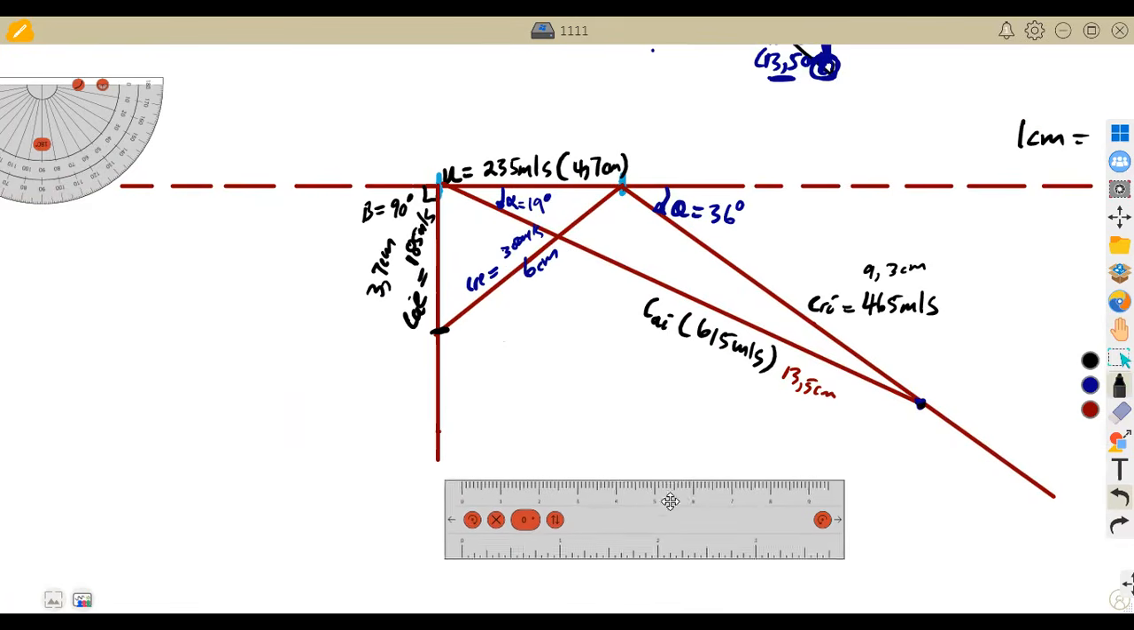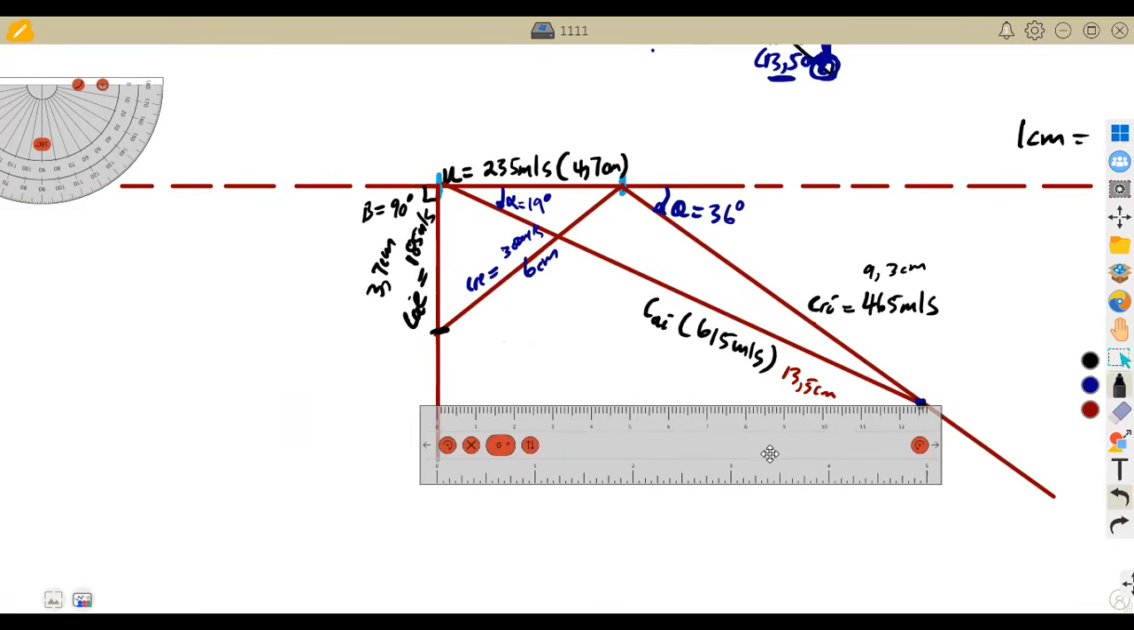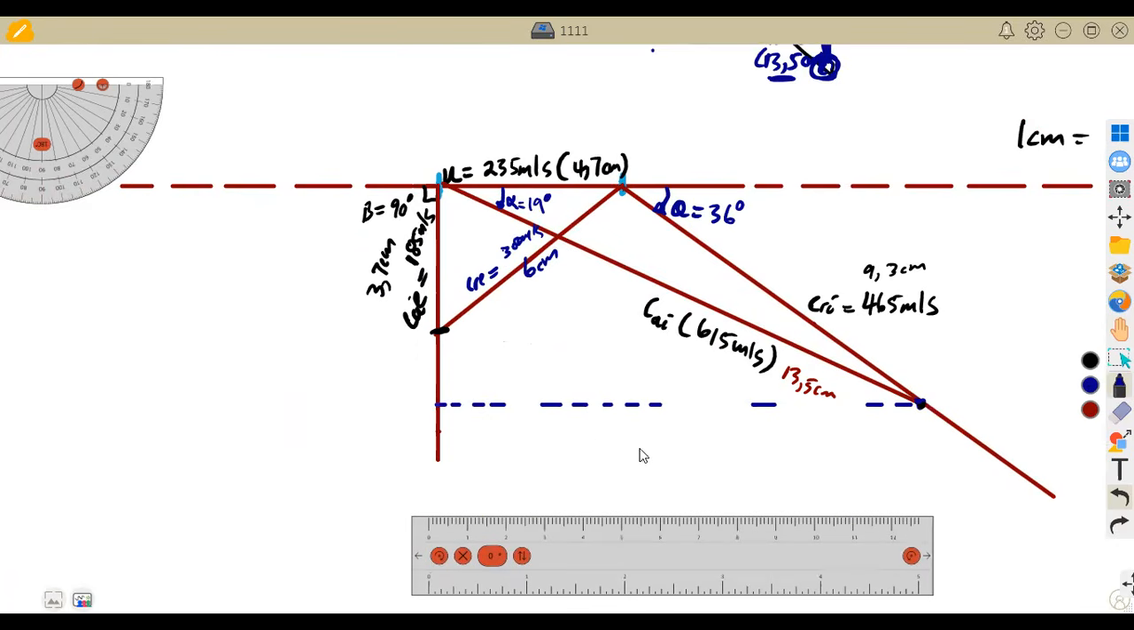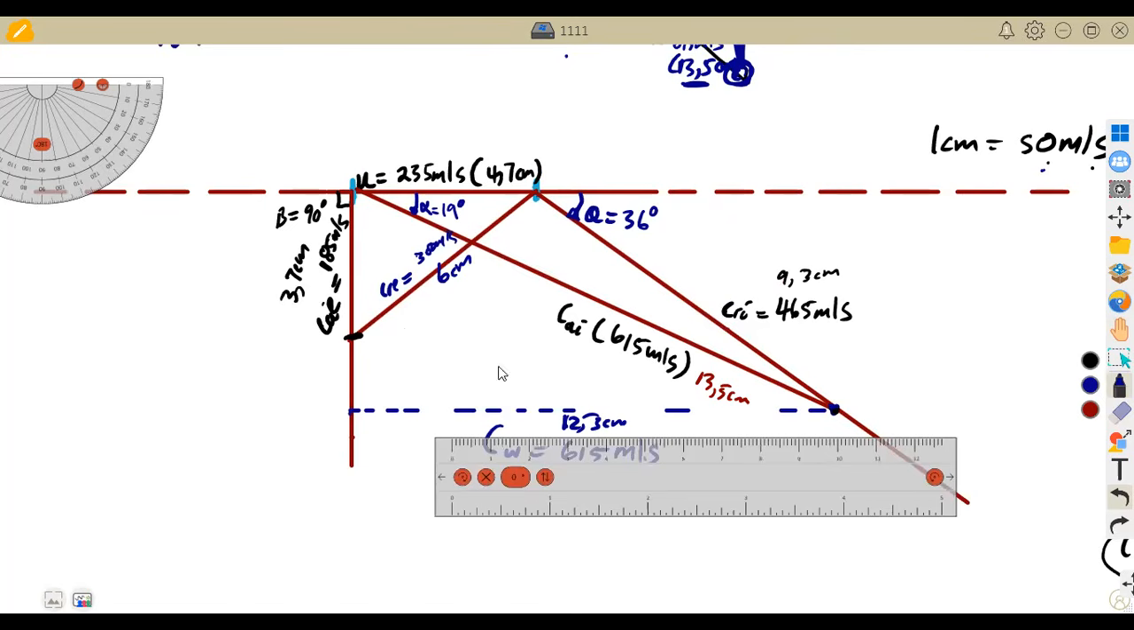All right. And if we are to join horizontally from this point, making sure this is horizontal, at 108 degrees, we are going to obtain the wheel velocity in this case. So we have the wheel velocity measured from this point to this point. You are going to obtain 12.3 centimeters. Then you convert to meters per second, multiply by 50, which is going to be 615 meters per second, right? Then the other thing is to have our flow velocity at the inlet and at the exit.